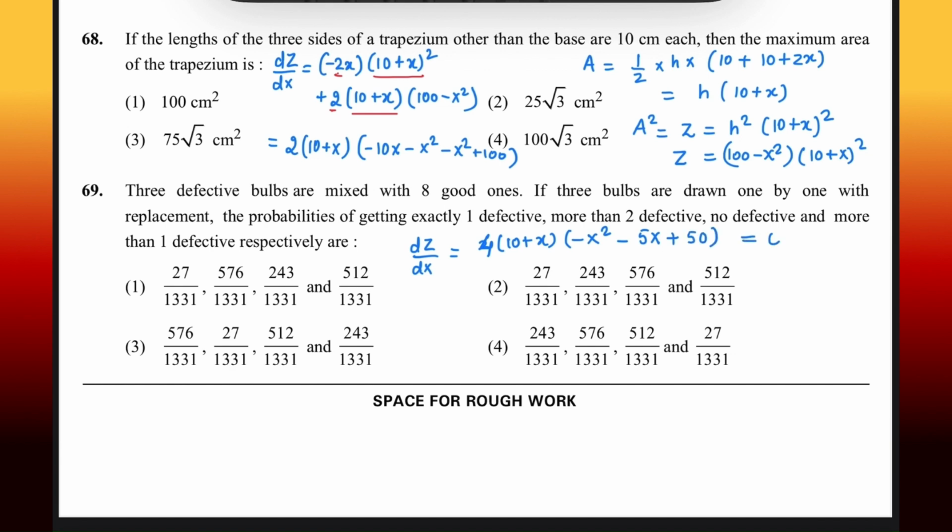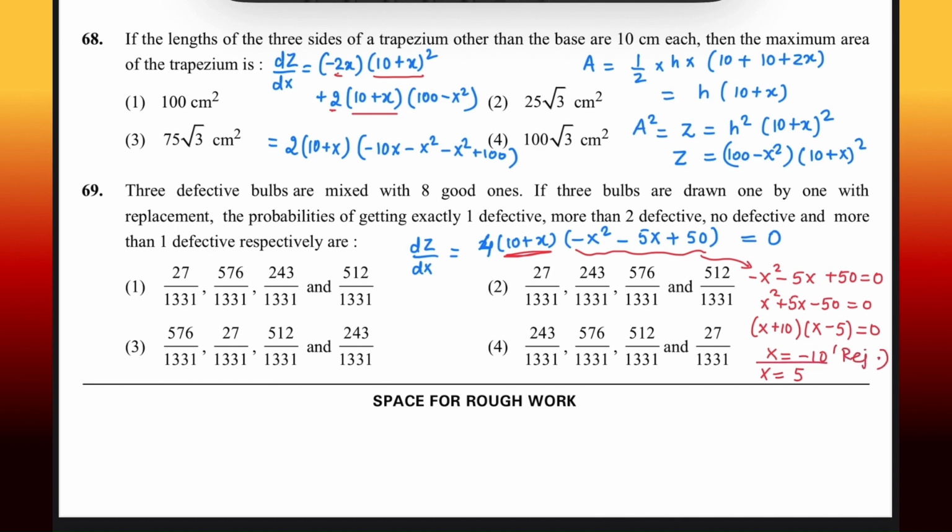Then for the critical points you put the derivative equal to 0. 2 cannot be equal to 0, and 10 plus x cannot be 0, because in that case x should be minus 10, and x denotes the side, so side cannot be negative. So that means this factor, minus x square minus 5x plus 50, has to be 0. Or you can write x square plus 5x minus 50 equals 0. Using the middle term split, you can easily find out the factors. So it will be x plus 10, x minus 5 equals 0. In that case you get x as minus 10 and x as 5. Again, x equals minus 10 is not possible, so this is rejected. So finally you get x equals 5.